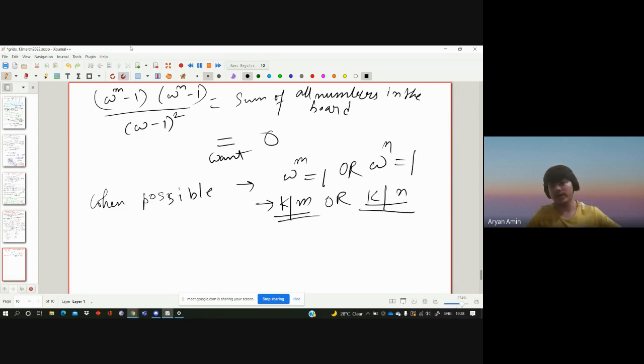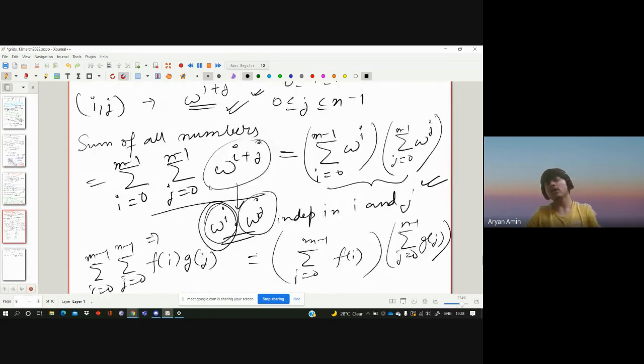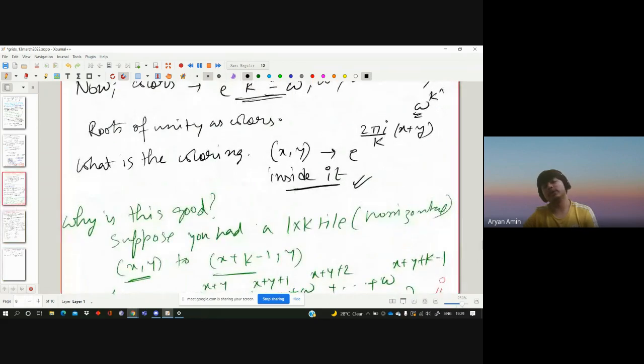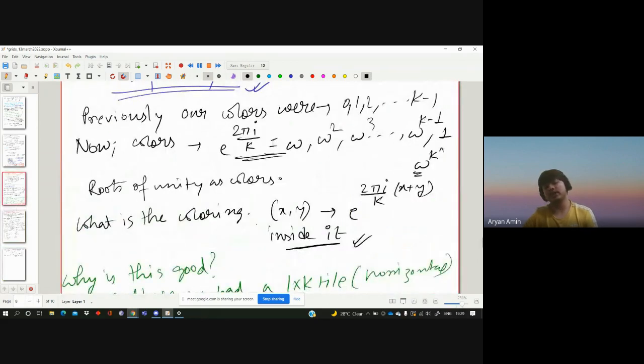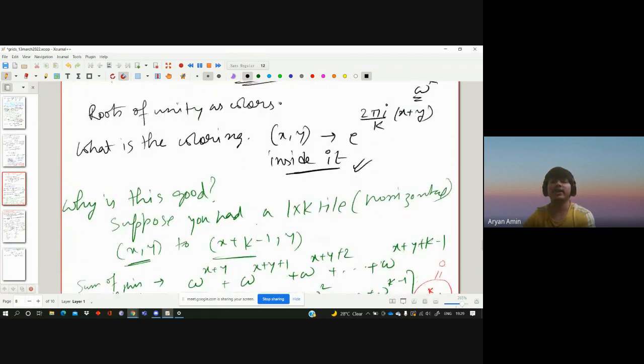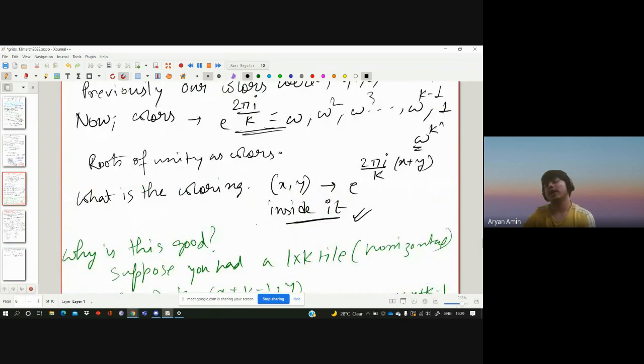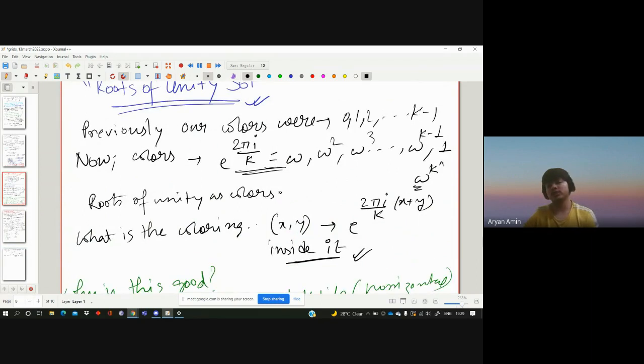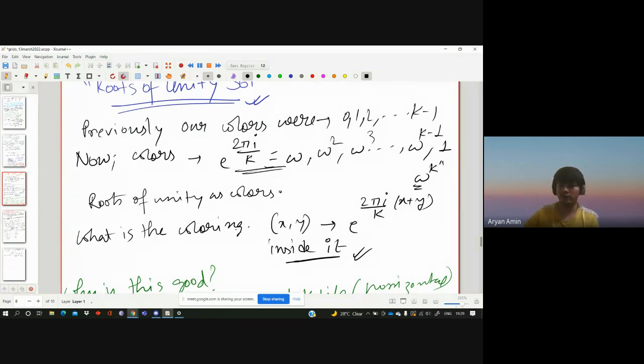Oops. So what I did was, instead of numbers, we are now using roots of unity to denote colors. So we assigned the value omega to the power x plus y, where omega is e to the power 2 pi i by k, a primitive root of unity such that omega to the power k is 1. We assigned the value omega to the power x plus y to the square with xy coordinates.